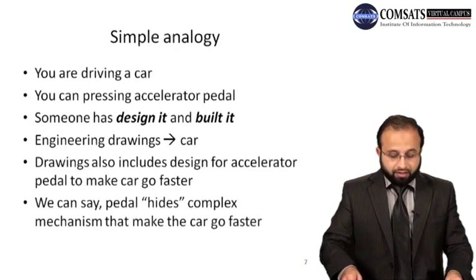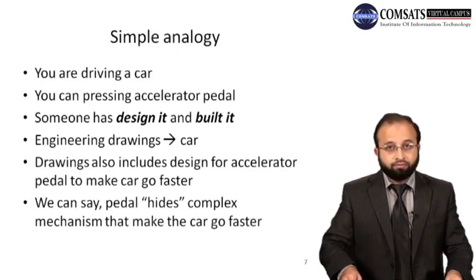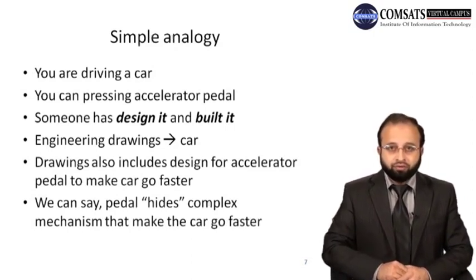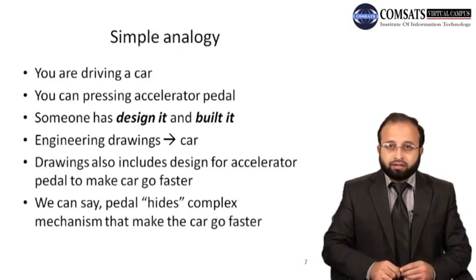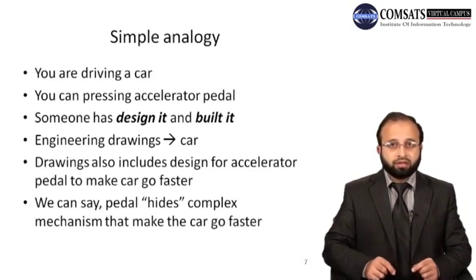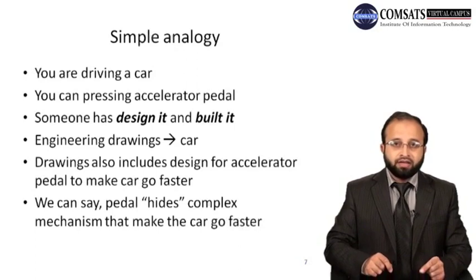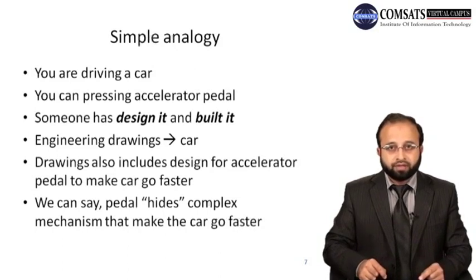So we can say a pedal hides a complex mechanism that makes the car go faster. What does that hide mean? As an ordinary user, if you know how to drive a car, you know that there are 2 pedals in an automatic car. You know that there is an accelerator pedal, and if you push that pedal, the car goes faster. But it is not mandatory for a driver to know what actually happens inside the car. So this accelerator pedal hides the functionality of how to go faster, how to go even faster, right?